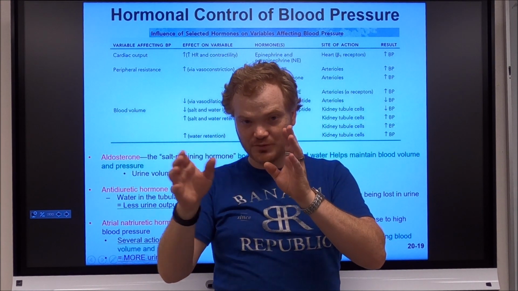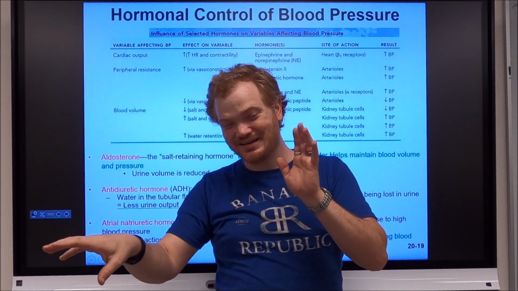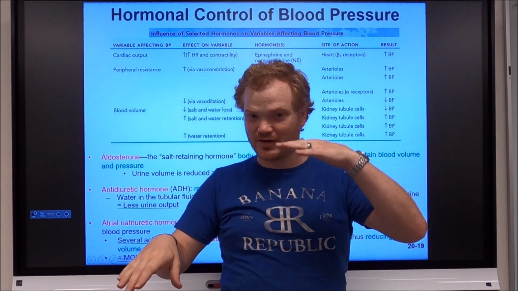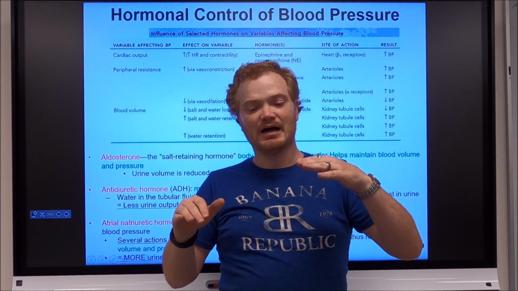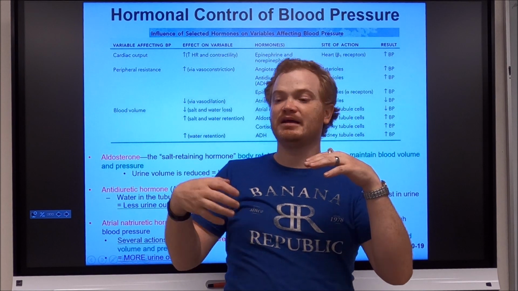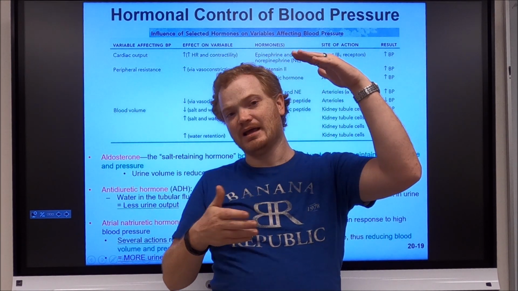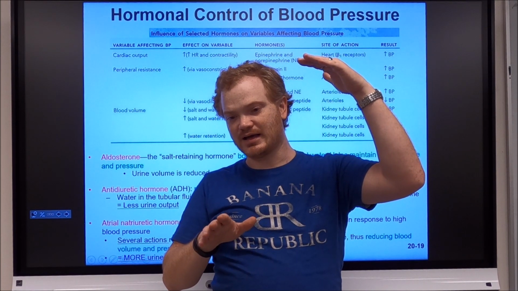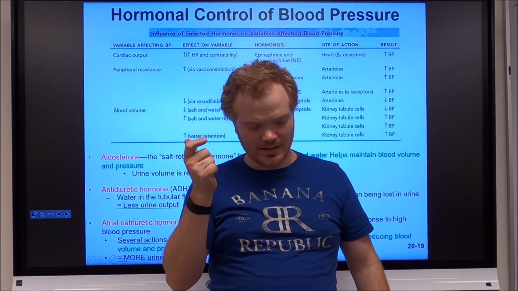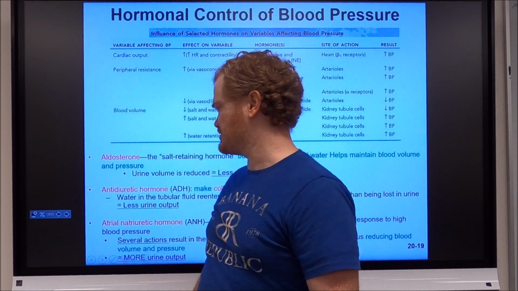Wherever the salt goes, water follows it. So if the salt is going into the urine, that means water is going to follow that, and your blood volume is going to go down, and so is your pressure. Whereas if you're storing the salt internally, that means you're going to be also storing water. Your blood volume is going to rise, and as a side effect of that, you're going to be storing water, increasing your blood pressure.